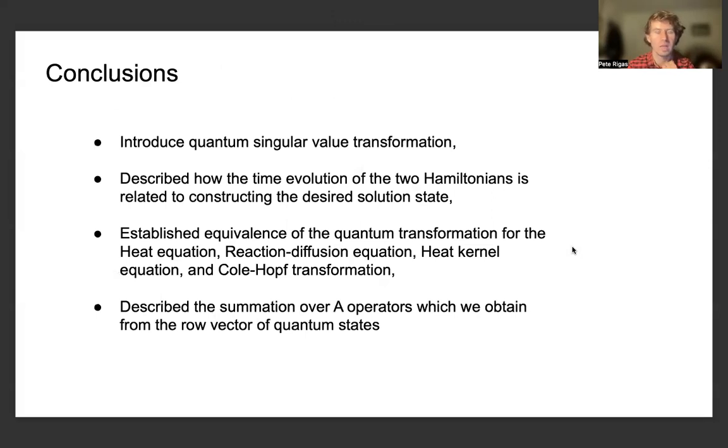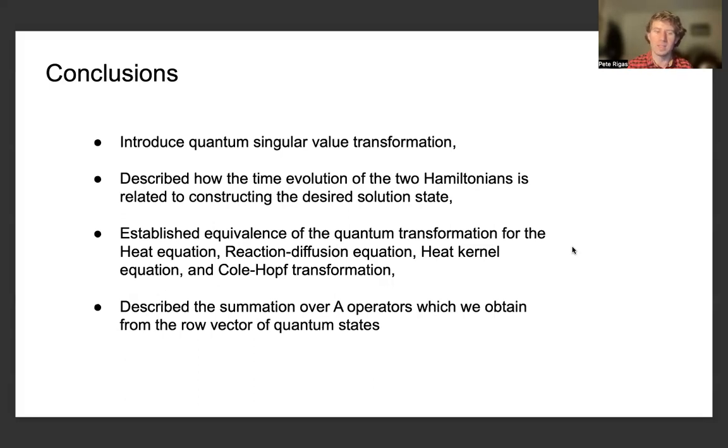So the conclusions that we want to close out the presentation with are that we introduced the QSVT and we described how time evolution of two Hamiltonians is related to constructing the desired solution state. And we established an equivalence of the quantum transformation for obtaining numerical solutions of the heat equation, the reaction diffusion equation, the heat kernel, and the Cole-Hopf transformation, as well as being able to apply the same transformation to obtain numerical approximations of solution states of other partial differential equations.